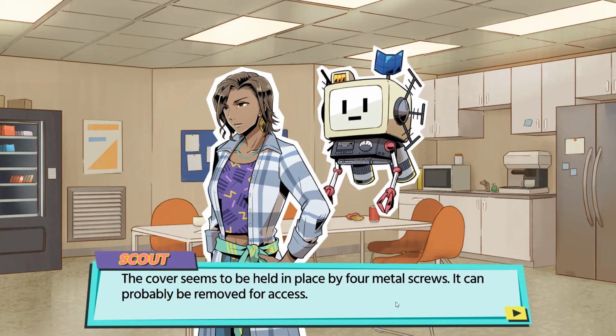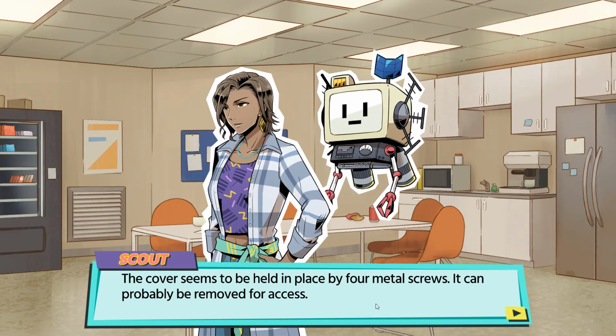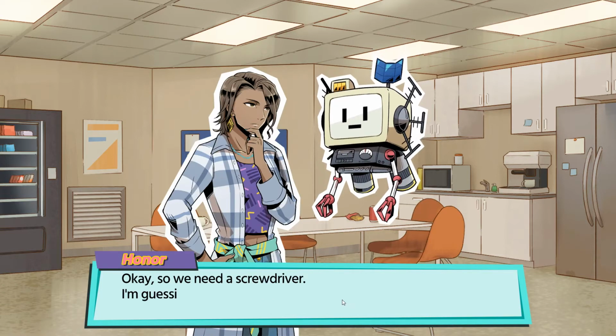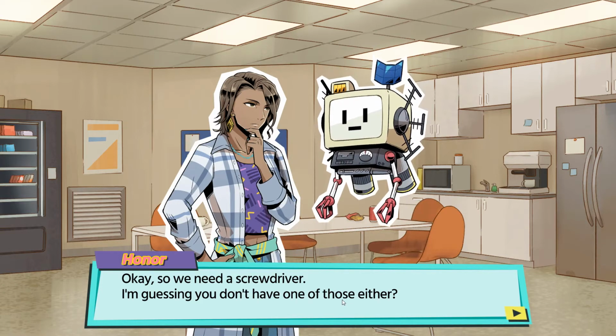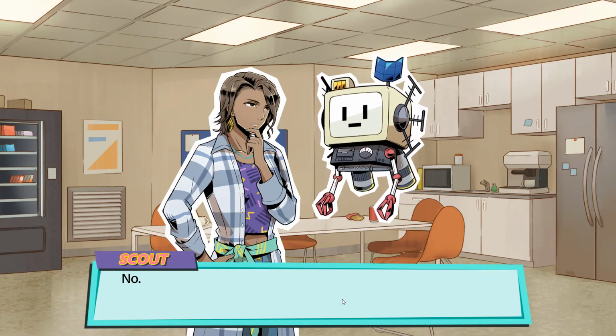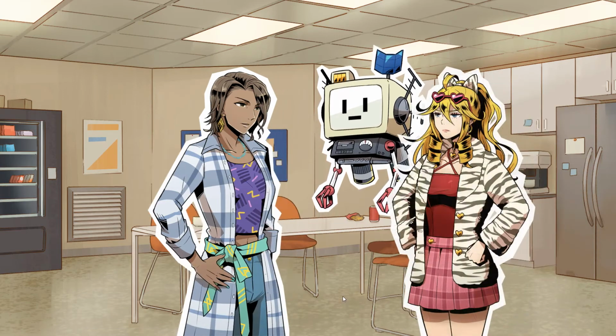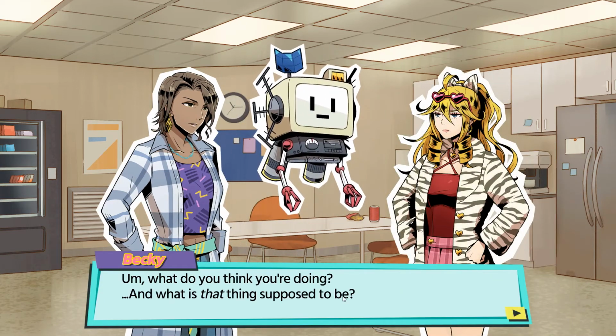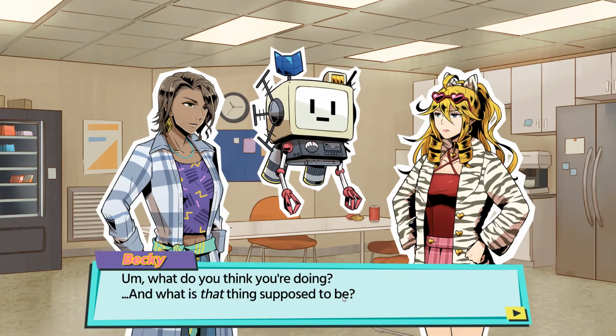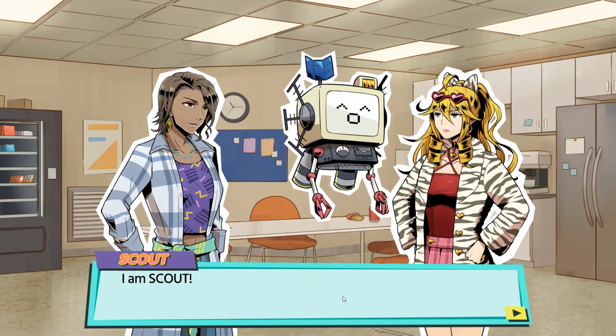The cover seems to be held in place by 4 metal screws. It can probably be removed for access. Okay, so we need a screwdriver. I'm guessing you don't have one of those either. No, I'll be sure to bring it up with my creator if I ever find them. What do you think you're doing? And what is that thing supposed to be? I'm Scout.